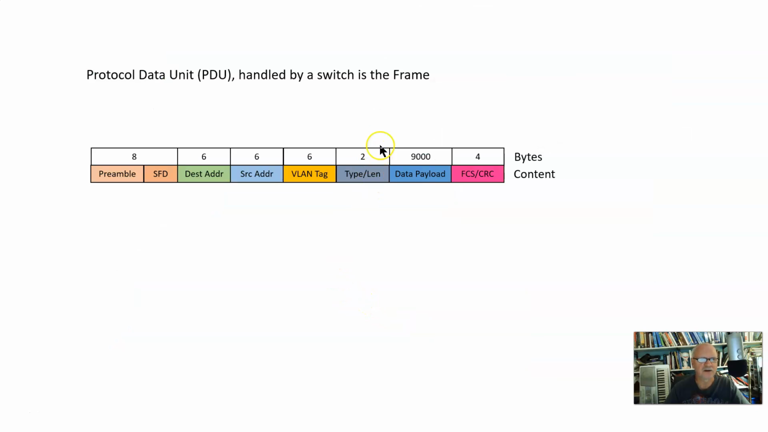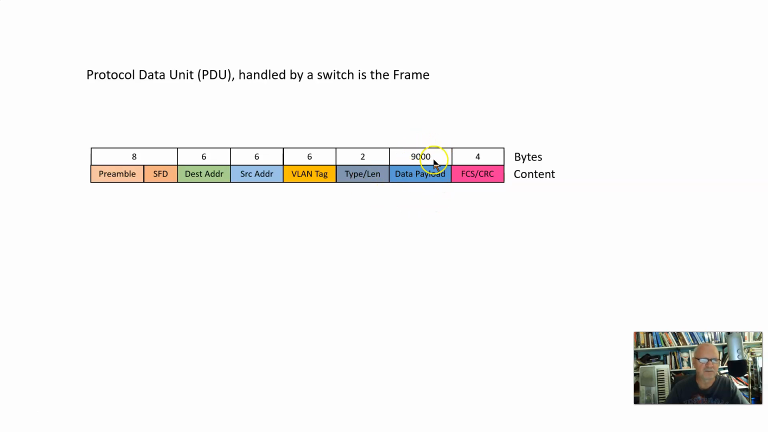Now, the unit, or the protocol data unit, that the switch handles is called a frame. The frame is what carries the MAC address, and here it is. You can see it has a preamble and start of frame delimiter, and then a destination address. Now 6 bytes here tells us that this is a MAC address. So the destination MAC address, a source MAC address, a VLAN tag so it can keep track of what VLAN this particular port belongs to, and then either the type or the length depending on what type of frame it is. There are different types.